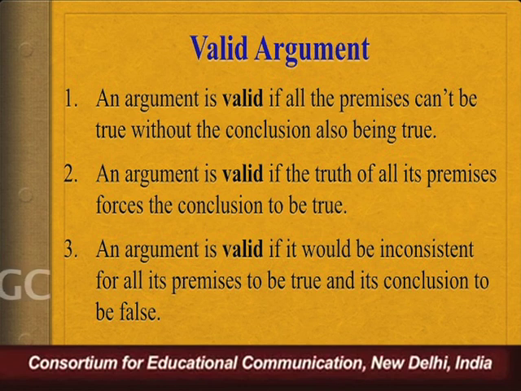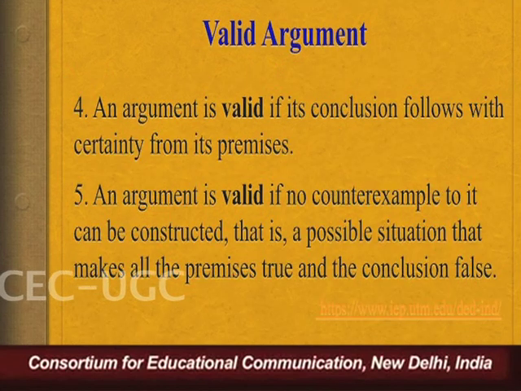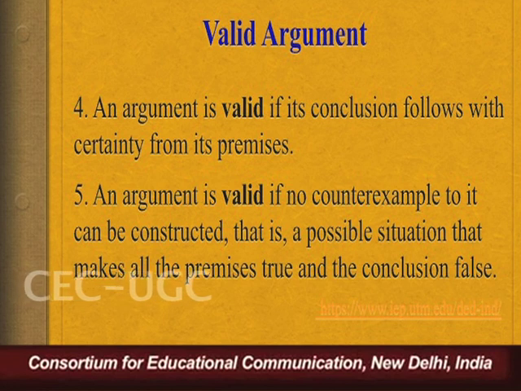Number three, an argument is valid if it would be inconsistent for all its premises to be true and its conclusion to be false. Number four, an argument is valid if its conclusion follows with certainty from its premises. Number five, an argument is valid if no counterexample to it can be constructed. That is, a possible situation that makes all the premises true and the conclusion false.